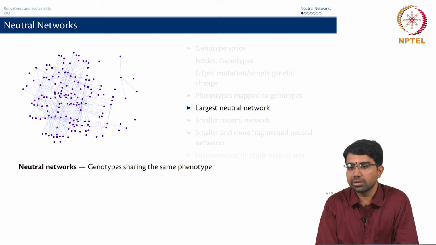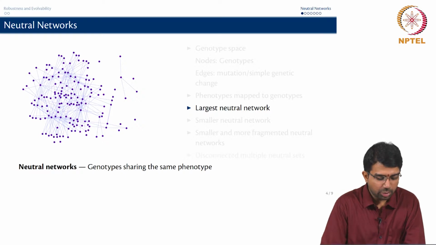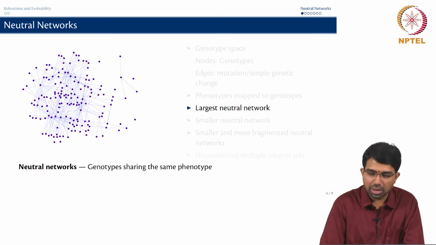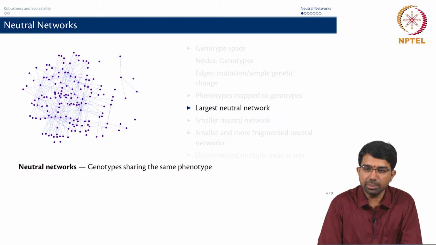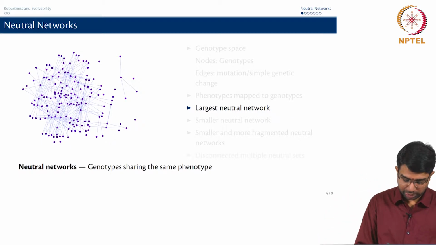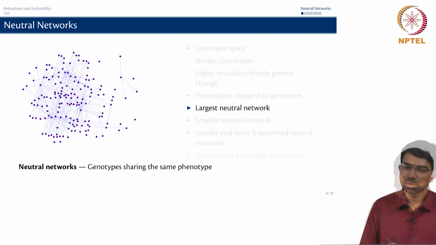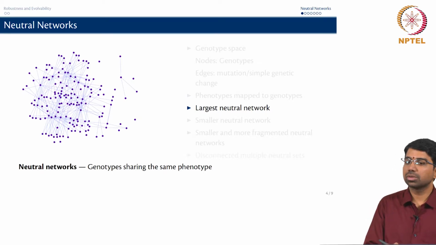What does this network mean for us? What is a node again? It is a genotype. What is unique about all these nodes? They share the same phenotype, right, which means that if you start on this node, you can mutate here, then here, then here, to any of the neighbors without changing your phenotype, which, what does that mean?